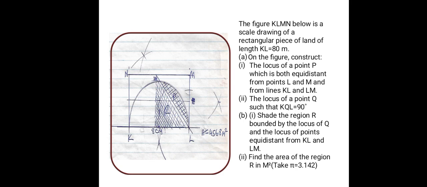P1. Shade the region R bounded by the locus of Q and the locus of points equidistant from KL and LM. 2. Find the area of the region R in meters squared. Take pi to be equal to 3.142.